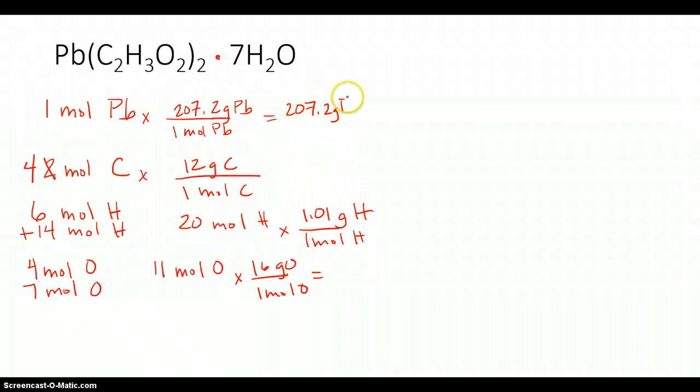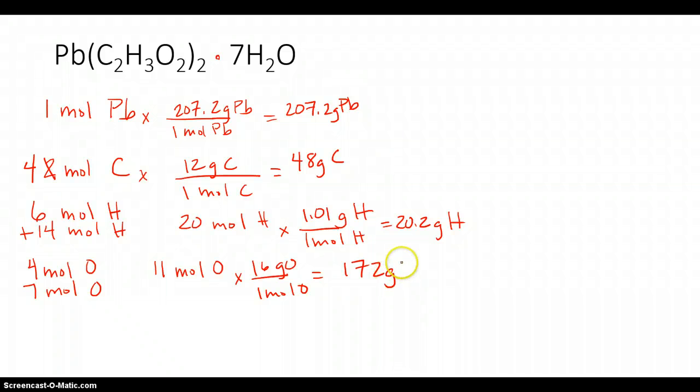All right, so if I were to do my math in all of this, this of course is 207.2 grams of lead. This here is 48 grams of carbon. This is 20.2 grams of hydrogen, and this works out to be 172 grams of oxygen.